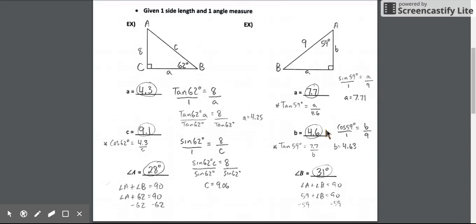To solve for side length B, that's the adjacent side to my angle. So if I have the adjacent side and the hypotenuse, I'm going to use the cosine ratio. So the cosine of 59 degrees is equal to the adjacent side over the hypotenuse, or B over 9. And again, cross multiply and we can solve it, and we get about 4.6.